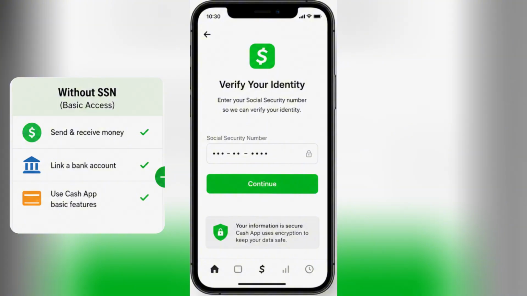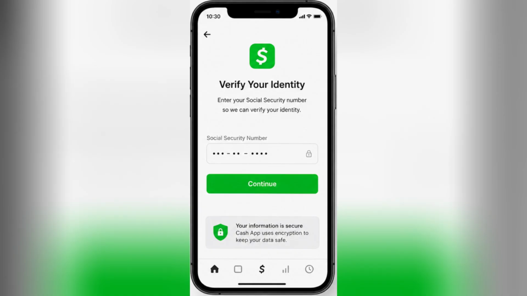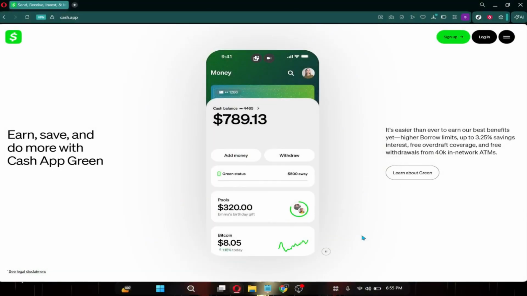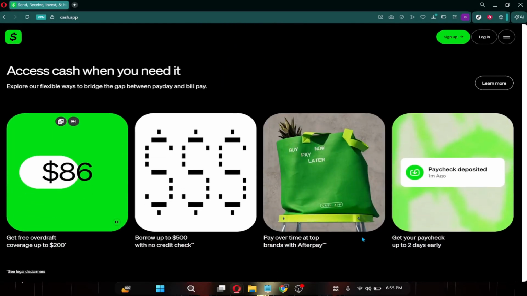number. However, if you want higher sending limits, direct deposit, Cash App card features, Bitcoin access, or additional financial services, Cash App may require full identity verification. When entering your information, always make sure you are using the official Cash App app and avoid sharing your personal details with anyone outside the platform.